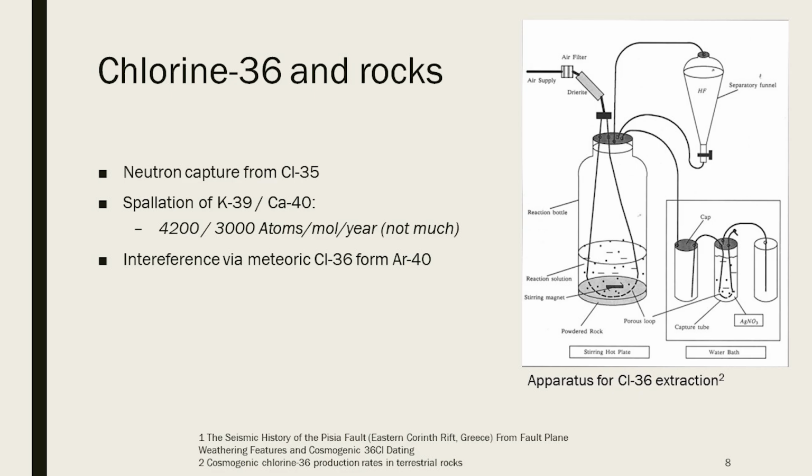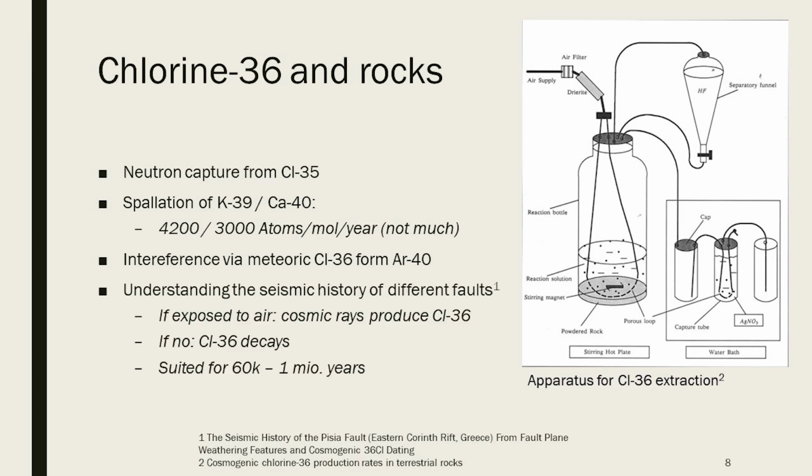Yes, this is used, for example, to understand the seismic history of different faults. We have a specialist in our university who did this analysis, and I just wanted to mention it. So if the rock is exposed to air, cosmic radiation can produce chlorine-36, and if not, chlorine-36 can decay. You can then make use of this chlorine-36 production or decay and compare that to natural chlorine-36 levels. And this is suited for anything between 60,000 to 1 million years.